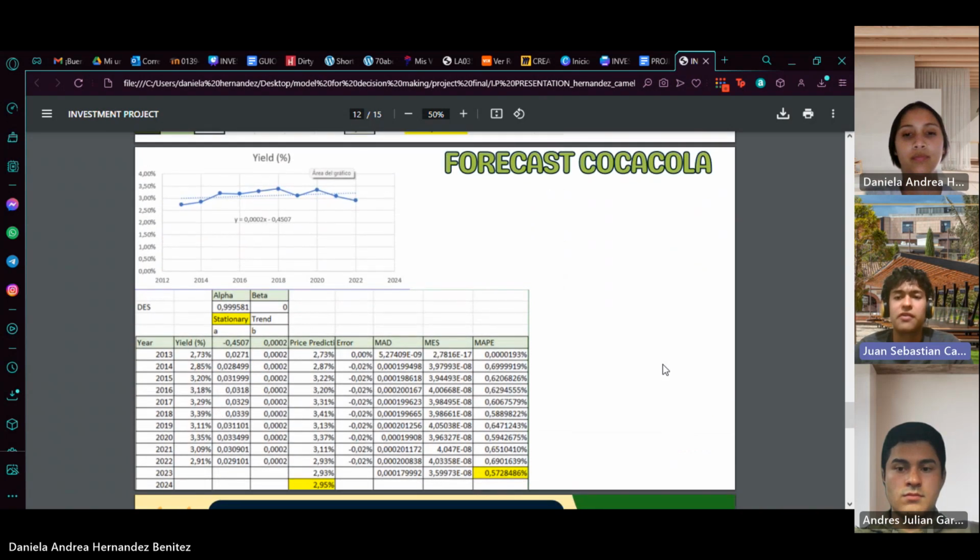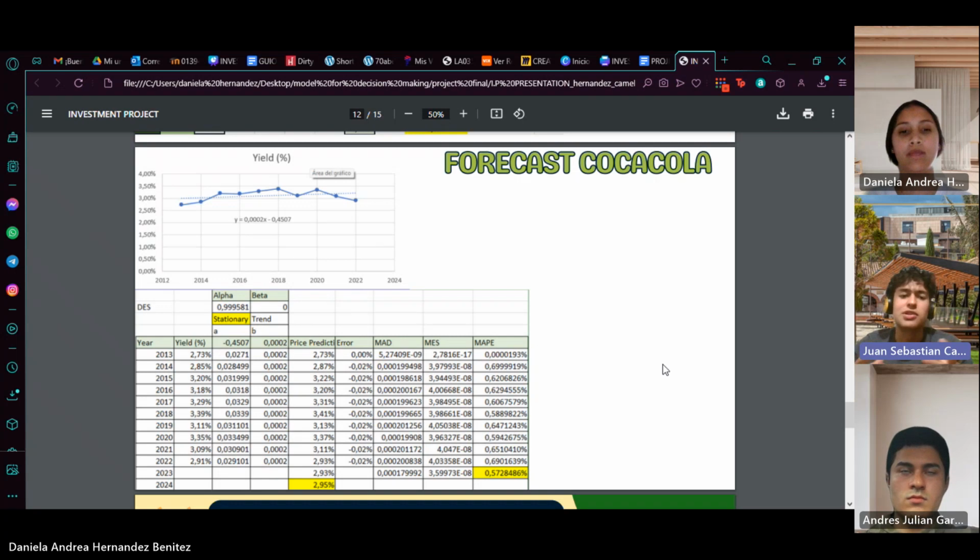Well, and now the forecast of Coca-Cola. Here, as the graph shows, it does not show much of a trend actually. It is always in the range between 2.5 and 3.5, and this shows a stationary behavior. Therefore, the method that is best to use in this case is DES, double exponential smoothing.